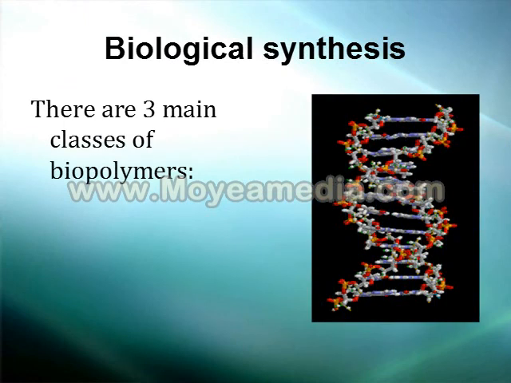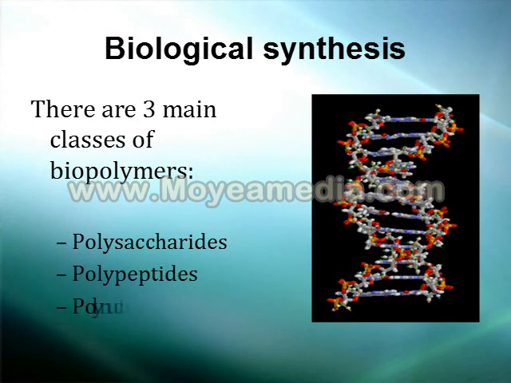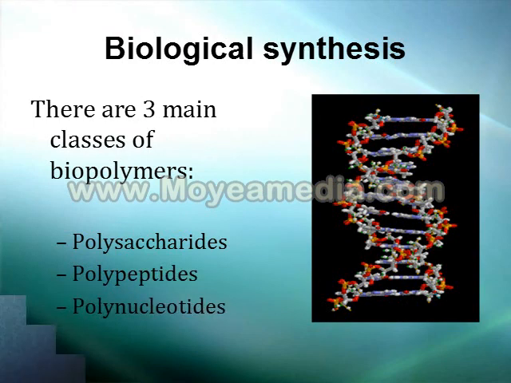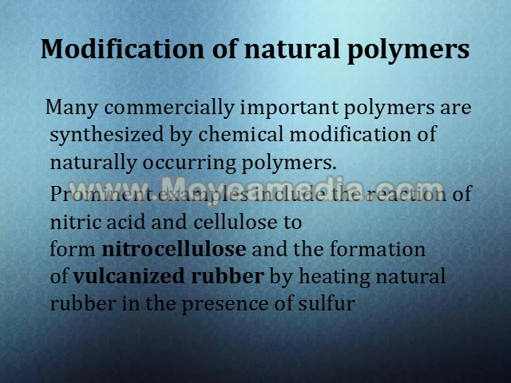For the biological synthesis of the polymers, there are three main classes of biopolymers which are used. First one is polysaccharides, second one is polypeptides, and the third one is polynucleotides. Many commercially important polymers are synthesized by chemical modification of naturally occurring polymers. The base is therefore the naturally occurring polymers. Prominent examples include the reaction of nitric acid and cellulose to form nitrocellulose and the formation of vulcanized rubber by the heating of natural rubber in the presence of sulfur.